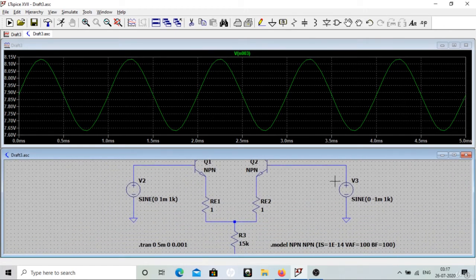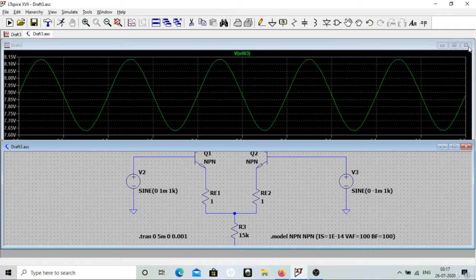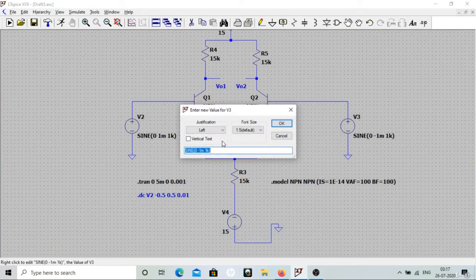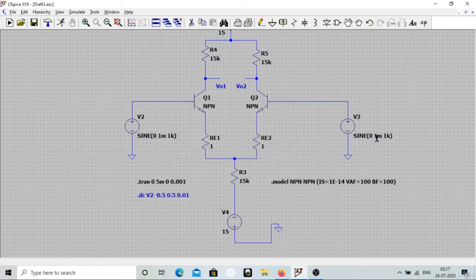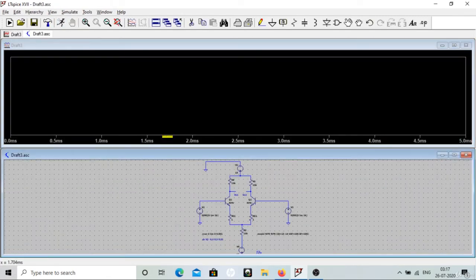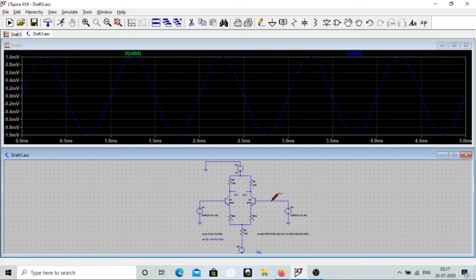Let's look at the common mode gain. For common mode gain we apply both of them as the same input, so I'll remove this negative sign. Now if you remember, for common input you have differential gain equal to 0, since you are applying the same input, but common mode gain you will get. If I run it and look at this input, you can see they both are similar.